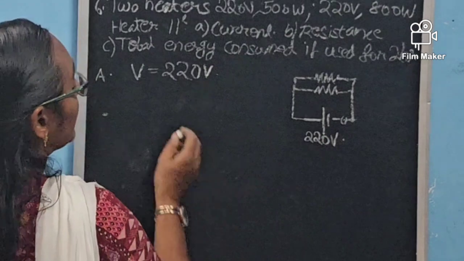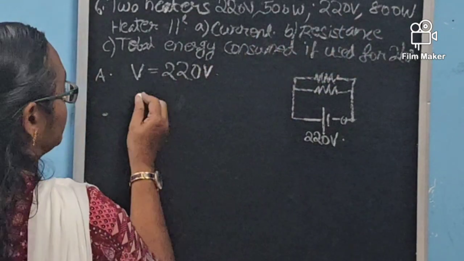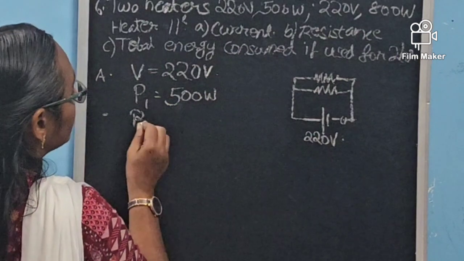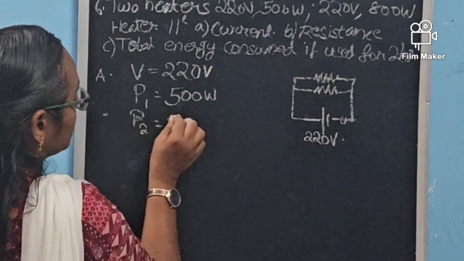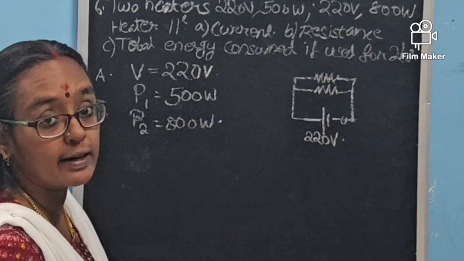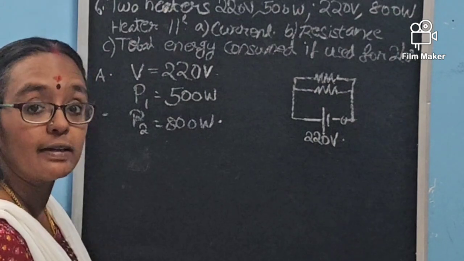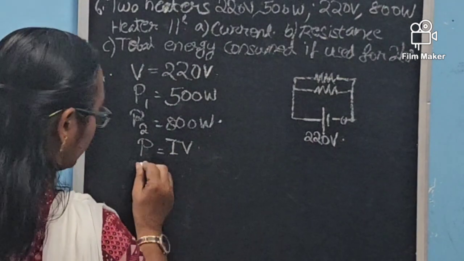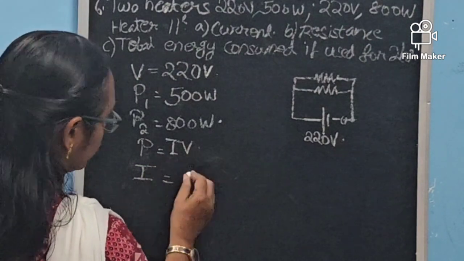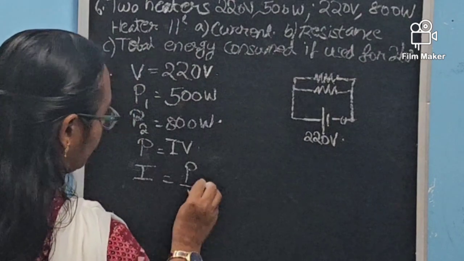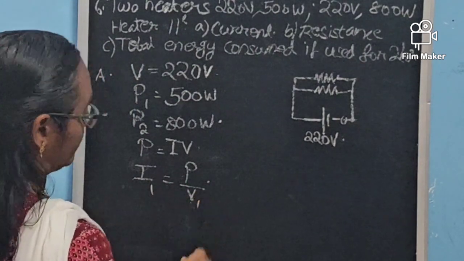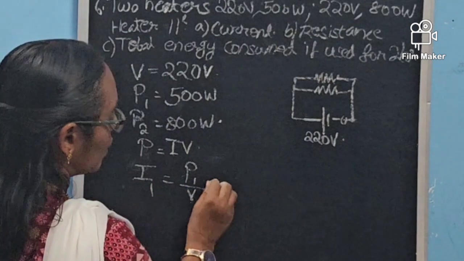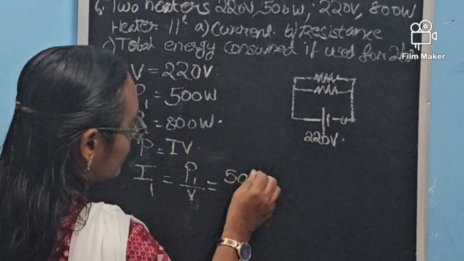The voltage remains same, but they have given different power. P1 is equal to 500 watt. P2 is equal to 800 watt. How can we find the current? Is there any relation with power, voltage and current? Yes. P is equal to IV. This is the relation. So, I will be what? I will be P by V. I1 will be P1 by V. So, what will be that? 500 divided by 220.